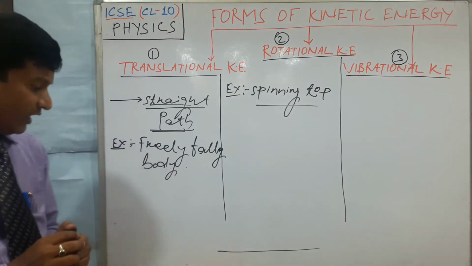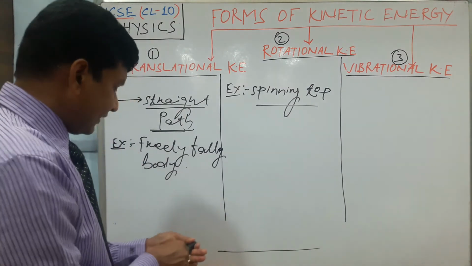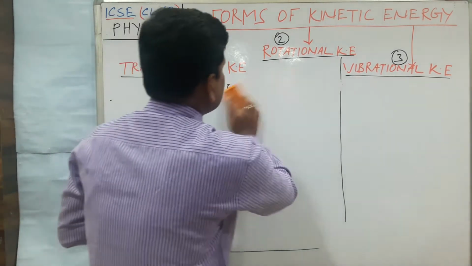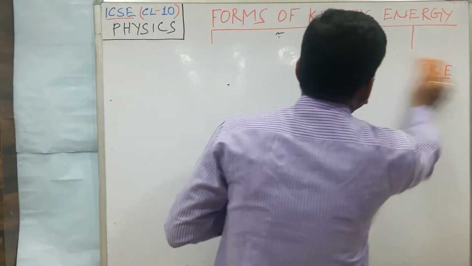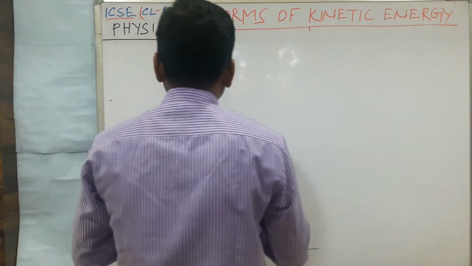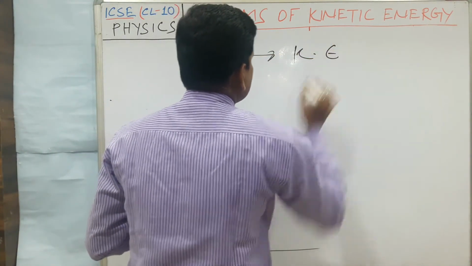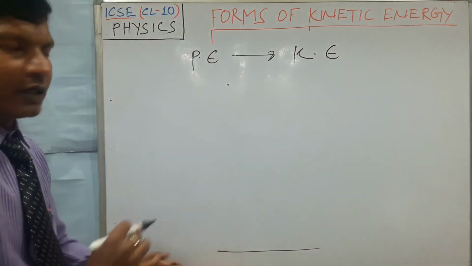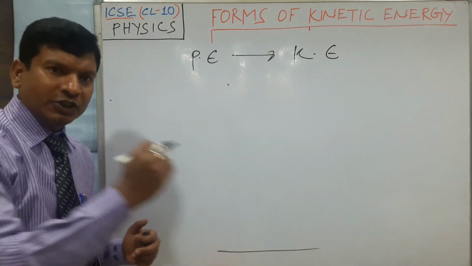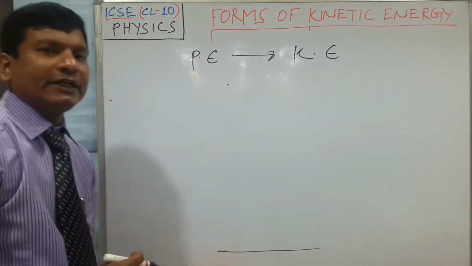Say for example, if suppose a body is placed at a height, what type of energy is the body having? This is the next topic: conversion of potential energy into kinetic energy. Whenever the body is put to work, whenever the body is being used, then the potential energy of the body always converts into the kinetic energy.